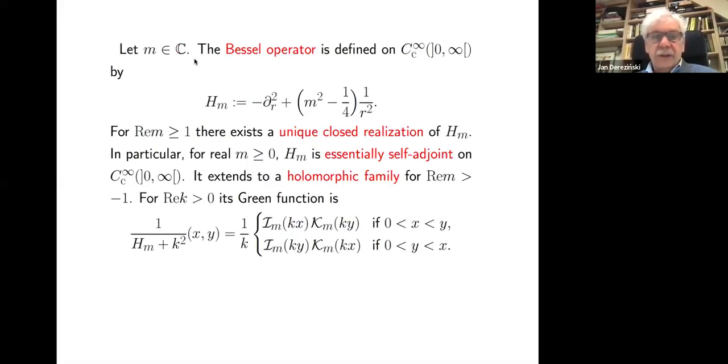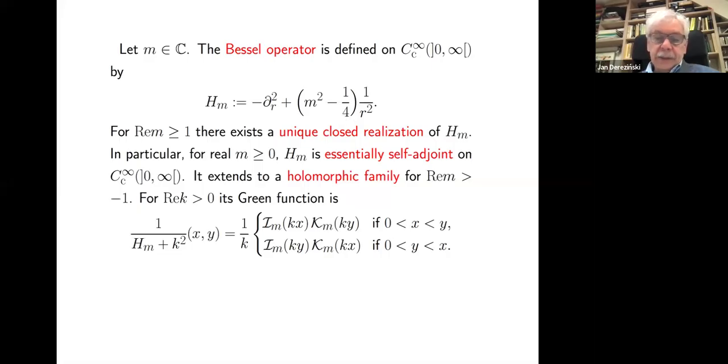Here is the first family of Schrödinger operators that I will consider. The name which is common in the literature is the Bessel operator. It is the operator with the potential 1 over r squared. One can see that this is a homogeneous expression, homogeneous of degree minus 2, and it is important that the coefficient in front of the potential is written as m squared minus 1 over 4.